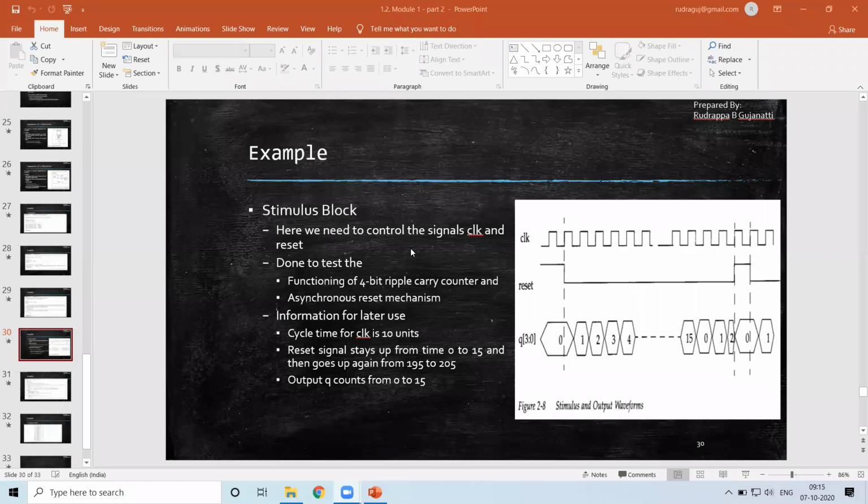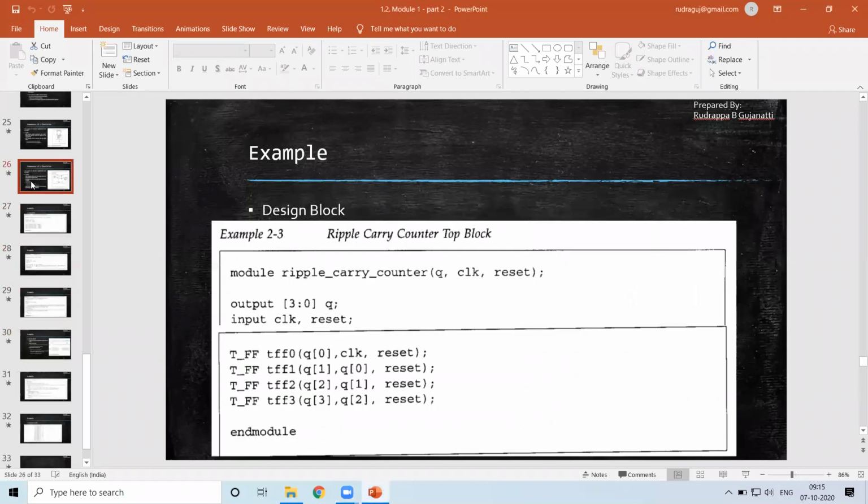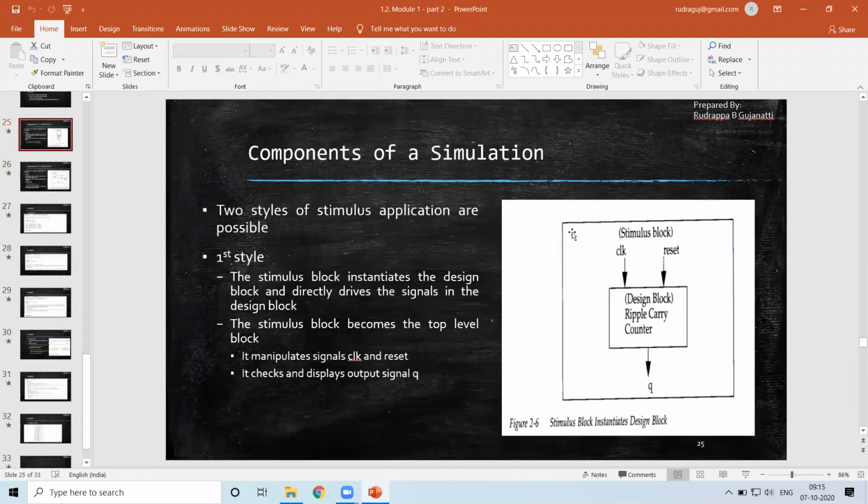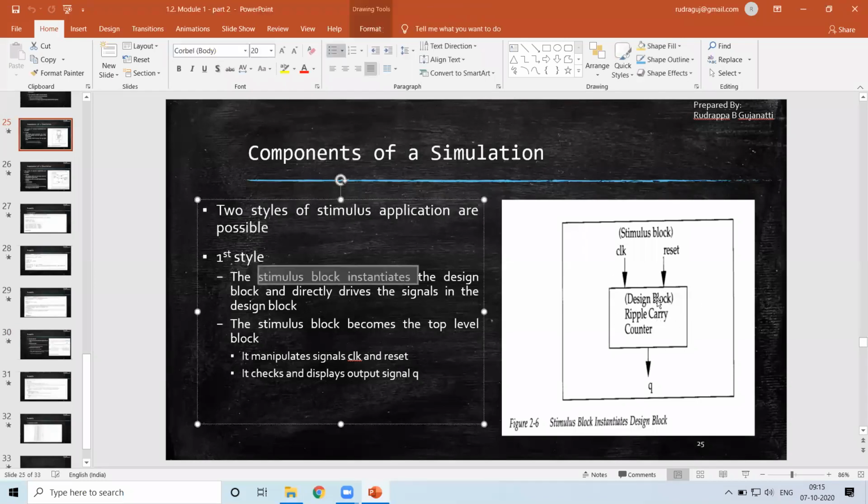So in the previous session, we discussed the design block and the stimulus block, and how we can have two different types of simulations with respect to the stimulus block. That is, we discussed the two styles. The stimulus block itself can instantiate the design block. It will create an object or an instance of the design block, give the inputs to that, and then check what the output is and whether it is in the expected form. So that is the first style, wherein the stimulus block itself stimulates the design block. It creates an instance and drives the design block. This is the first style.